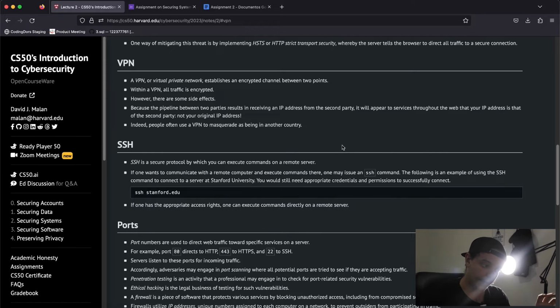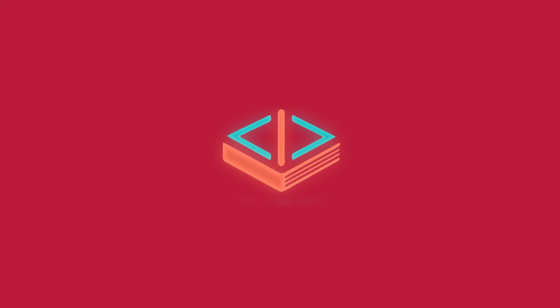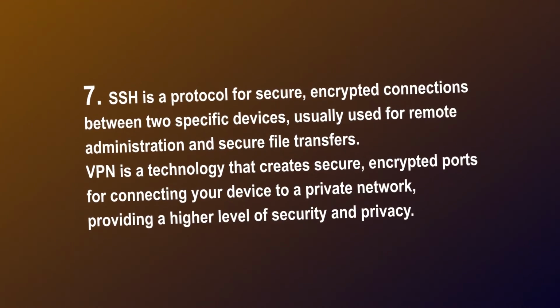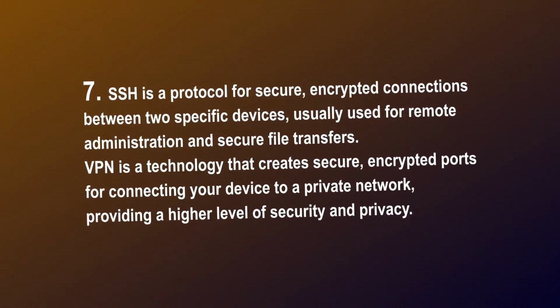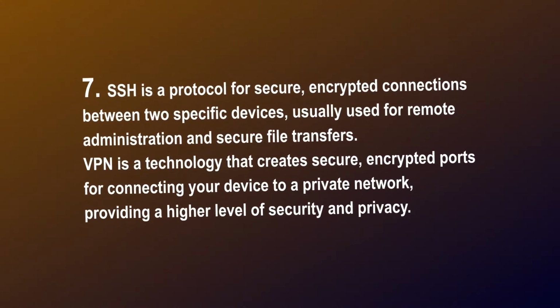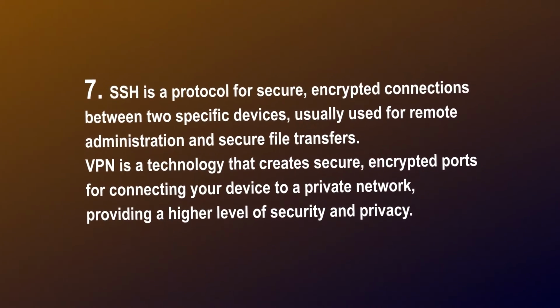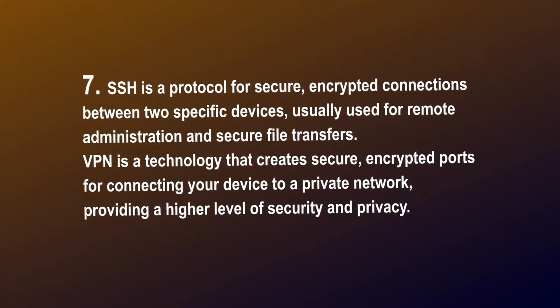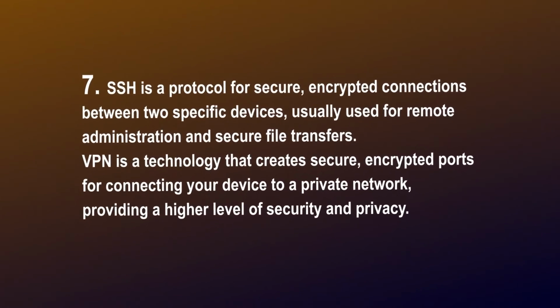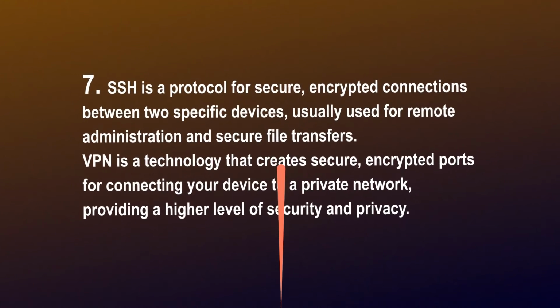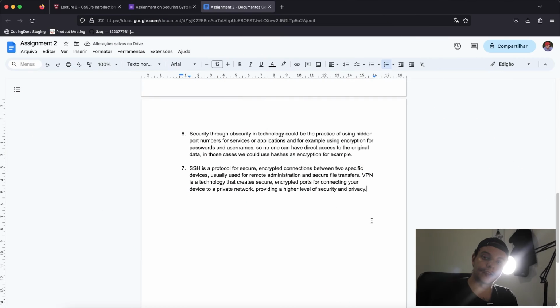So a good answer for getting these differences together could be: SSH is a protocol for secure, encrypted connections between 2 specific devices, usually used for remote administration and secure file transfers, right? VPN is a technology that creates secure encrypted tunnels for connecting your device to a private network, providing a higher level of security and privacy. Those are the biggest differences in general, right?